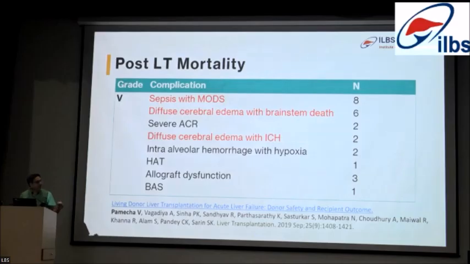When we look at our mortality, the causes are sepsis and multi-organ dysfunction, diffuse cerebral edema with brainstem death, and diffuse cerebral edema with intracranial hemorrhage, and alveolar hemorrhage as well, intrapulmonary hemorrhage. These have been the major killers after the operation. So how can we improve on this? Most of this is coming from before the operation. These are not things which happened during the operation or after the new liver has come in. These are factors which have been playing before the operation, and can we get better on this?